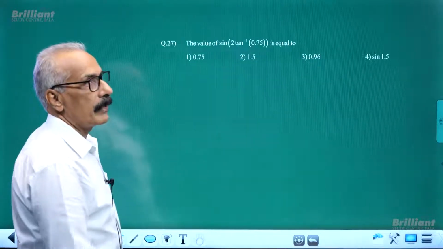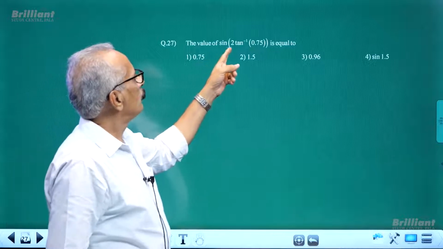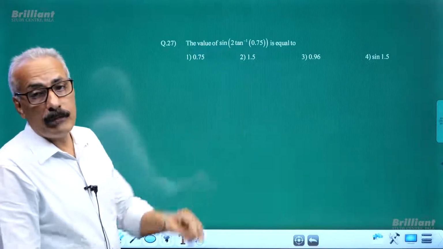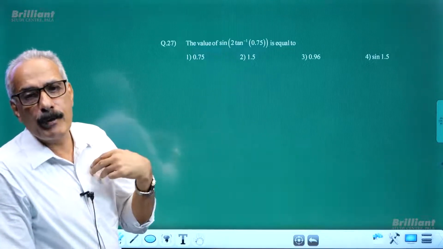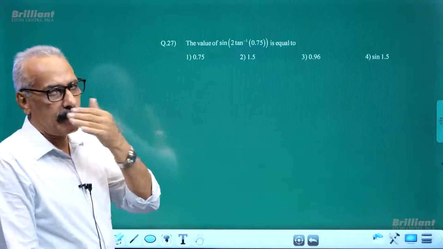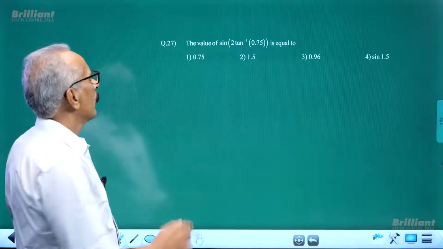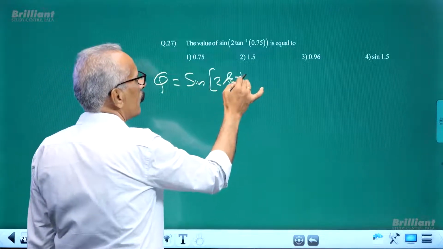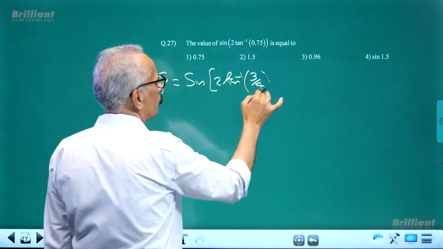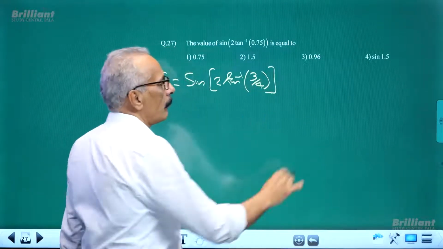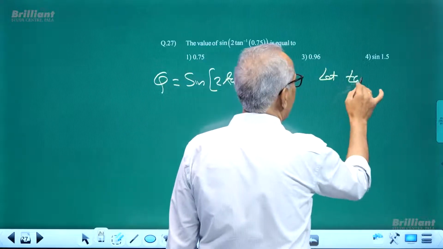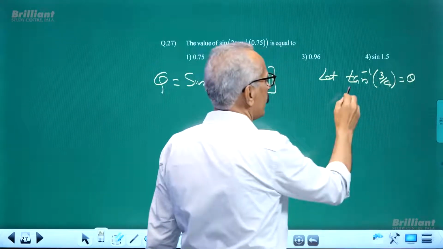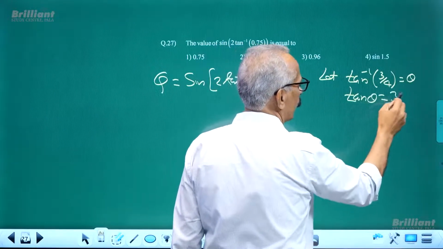On to question 27. The value of sine of 2 tan inverse 0.75. Look, inverse trigonometry inside trigonometry, what was taught to us? That is a triangle. The inverse trigonometric expression is equal to theta. Anyway, our question is sine of 2 tan inverse 0.75, which is 3/4. So let tan inverse of 3/4 be equal to theta. Tan theta equal to 3/4.